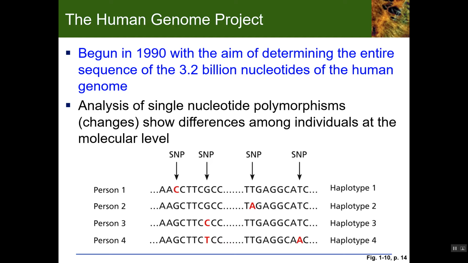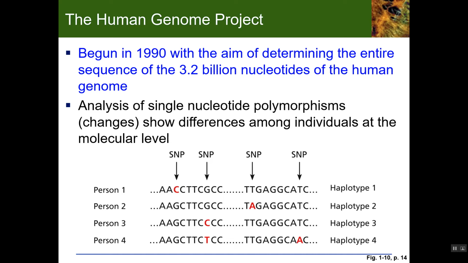Analysis of SNPs, or single nucleotide polymorphisms, which are changes, shows differences among individuals at the molecular level. For instance, if you look here at row 1, person 1, haplotype 1, you can see the first letter, the red C, the single nucleotide polymorphism there. Normally, if you look at persons 2, 3, 4, there'd be a G there, but in this individual there's a C there. So there's something unusual or irregular there. Person 2, you notice there's an A at the third SNP for haplotype 2. Normally there should be a T there, but in this individual there's an A.